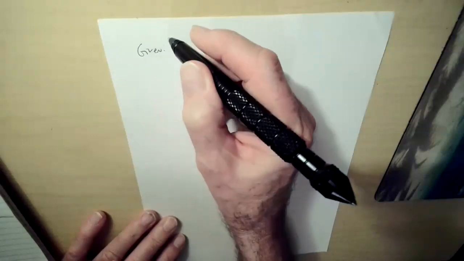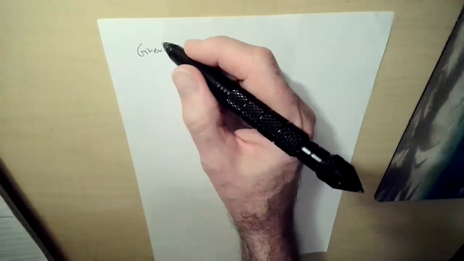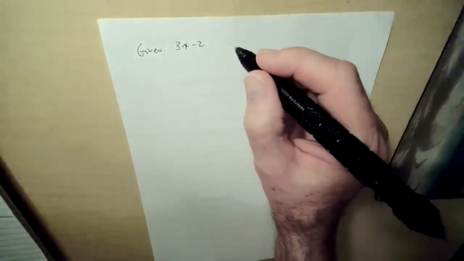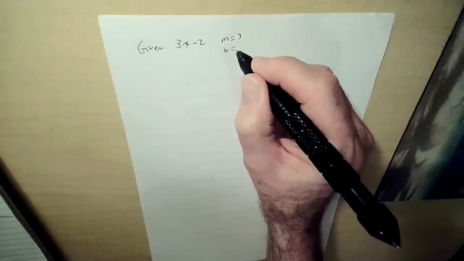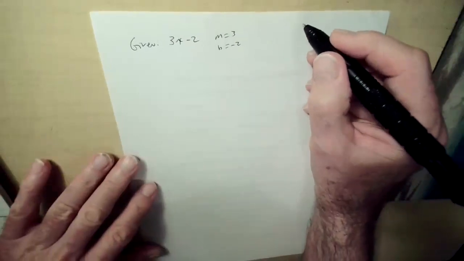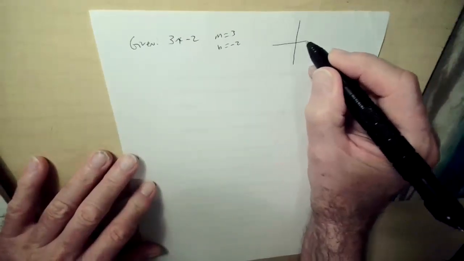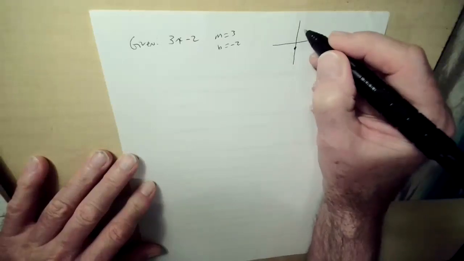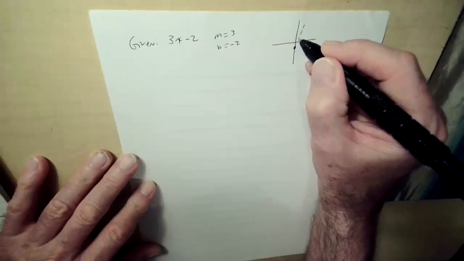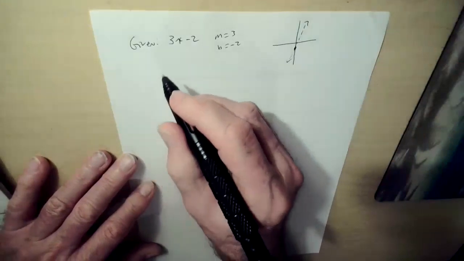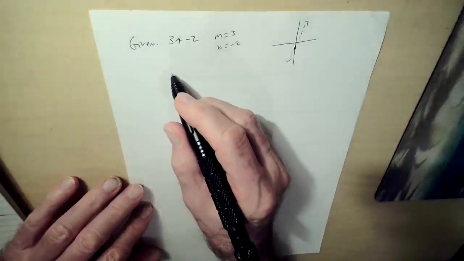Okay. What if you're given y equals 3x minus 2? Our slope here is 3. The y-intercept is -2. So if we were to graph this, -2 is down here. The y-intercept is -2. Slope is 3, so it's going to look kind of like that.